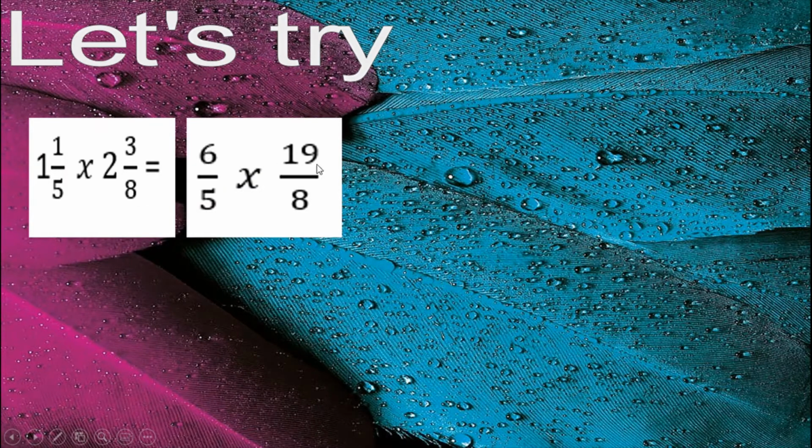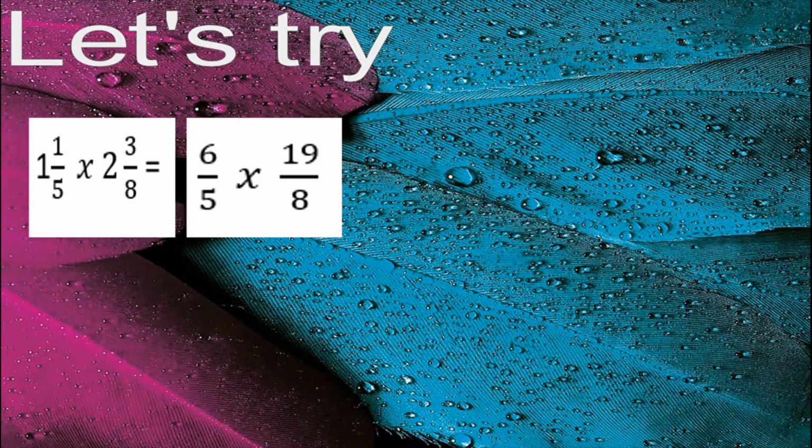So we have here 6 over 5. Why do I have 6 over 5? I just multiply 5 times 1, it's still 5, plus 1, that is 6. 8 times 2, that is 16. 16 plus 3, the answer is 19.